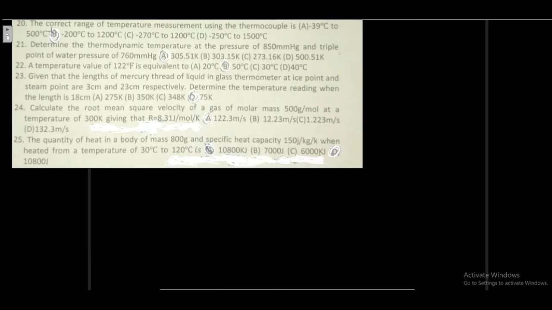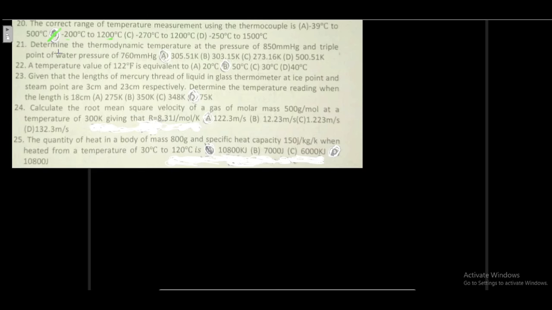Now, question 20, they say the correct range of temperature measurement using the thermocouple is. Now, a thermocouple actually measures a very wide range of temperature. So the correct answer is actually option B. The correct range is minus 200 degrees Celsius to 1200 degrees Celsius. Thermocouple usually measures a wide range of temperature.